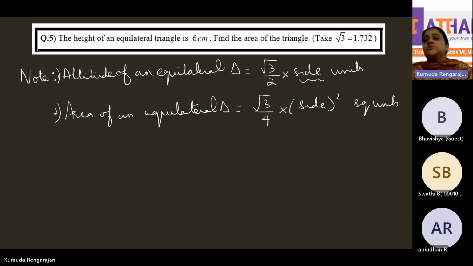Ready? Finish writing this. Write down the question and write down this note. Finish writing.